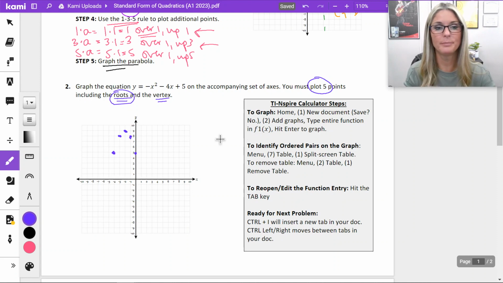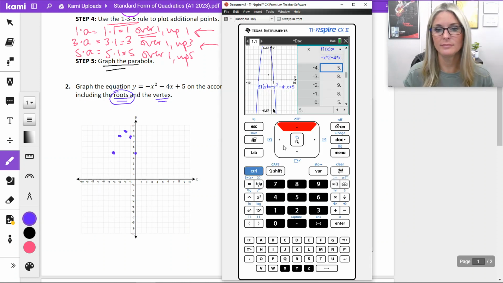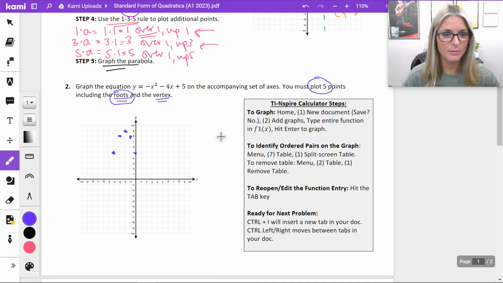Let's go back to our table. So I'm looking for a y value of 0. Y value of 0. Oh, there it is. 1, 0. And I bet if I kept going up, we would have seen the same thing. Negative 5, 0. So there are my roots, negative 5, 0, and 1, 0.